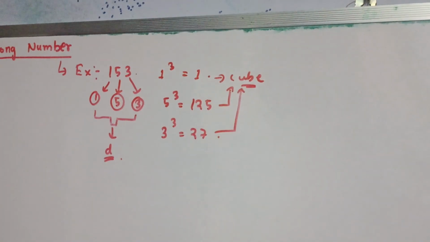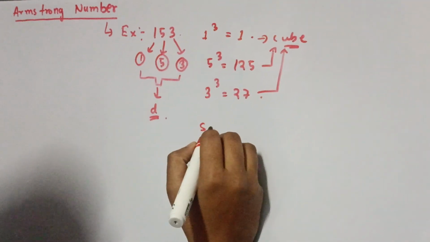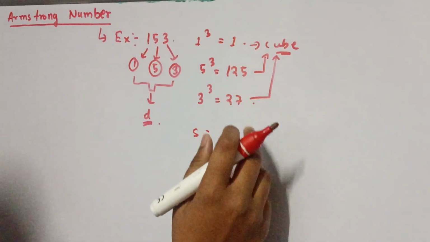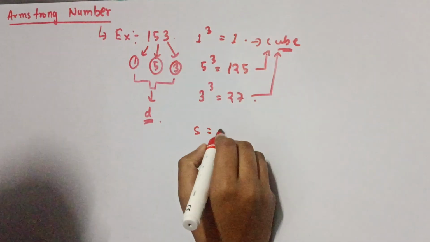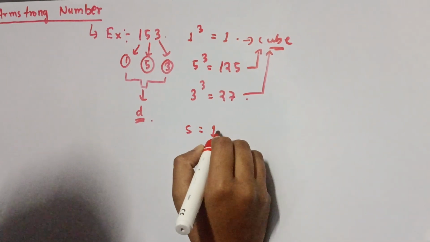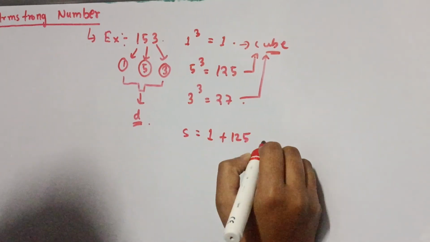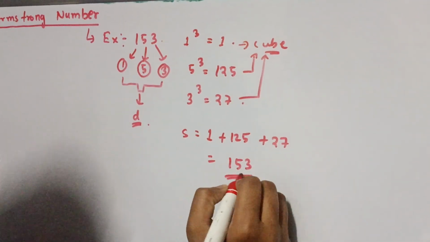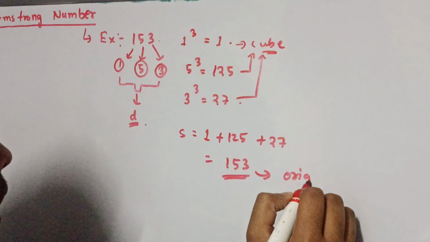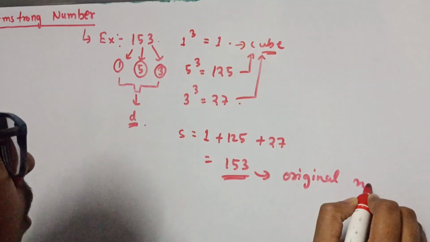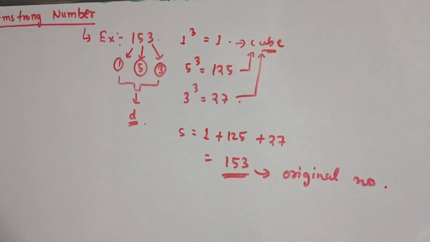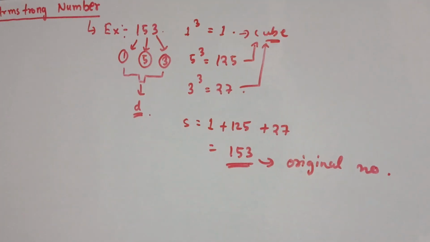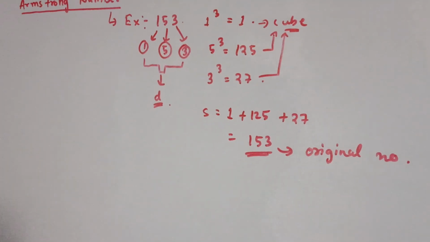Now we will initialize another variable, and we will find the sum of the cubes of each digit. So 1 plus 125 plus 27, and you will get 153, which is your original number. So you have to check whether the sum of the cubes is equal to the original number or not. So now let's start the program.